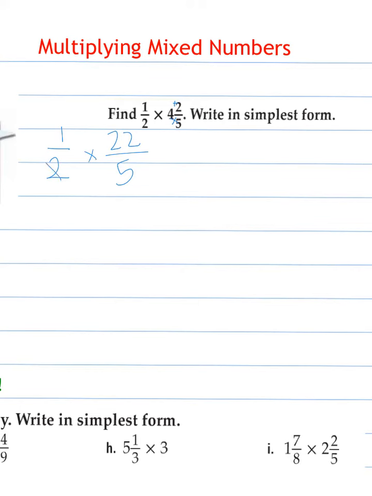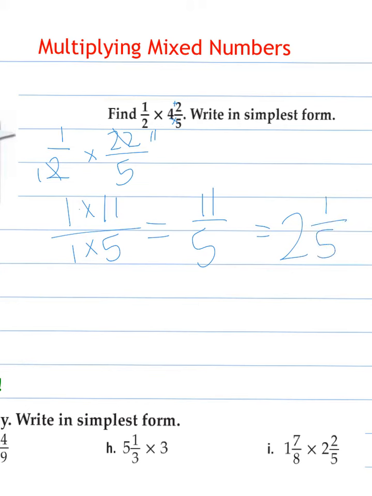Again, look for your shortcuts. 2 goes into 2 one time, and it goes into 22 11 times. Okay. Now 1 times 11, 1 times 5. So our answer is 11/5. But we need to turn this back into a mixed number. So we say, how many times does 5 go into 11? Well, 5, 10. So it goes in there 2 whole times. And then from 10 to 11, there's 1 left over out of 5. So our final answer is 2 1/5. So the only extra step is turning it into an improper fraction and then divide or multiply like normal.